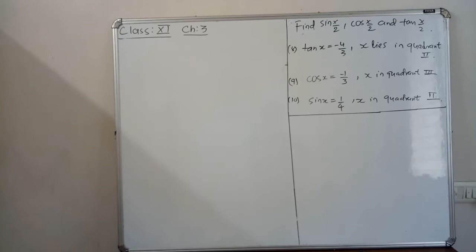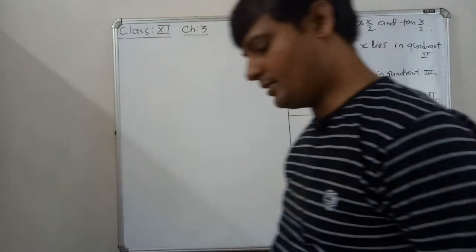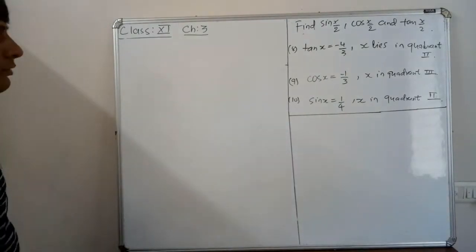ओके, चलो तो अब हम सॉल्व करेंगे एनसीईआरटी मिसलेनियस एक्सरसाइज 8, 9 एंड 10 क्वेश्चंस, राइट बच्चों? ओके, तो सॉल्व नंबर 1 पढ़ लो. tan x is equal to minus 4 by 3, x lies in the second quadrant. This is very important.